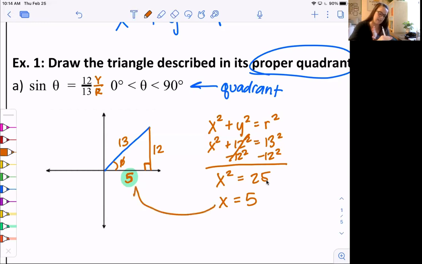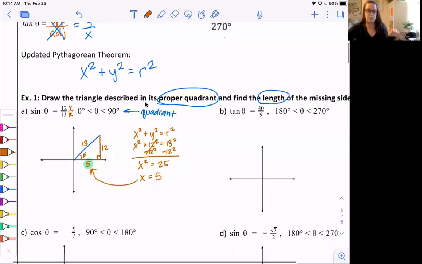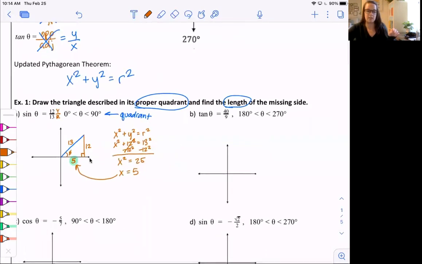So x is 5. The only thing here is, would x be positive 5 or negative 5 if it's on this side of the graph? Positive. Yeah, it's going to be positive. So we have 5, 12, 13. Let's double check the directions real fast. Did we draw the triangle described in the proper quadrant? Yes, we did. Did we find the length of the missing side? Yes, we did. So we are done with this problem. Our answer is this triangle for the first part and 5 for the second part.